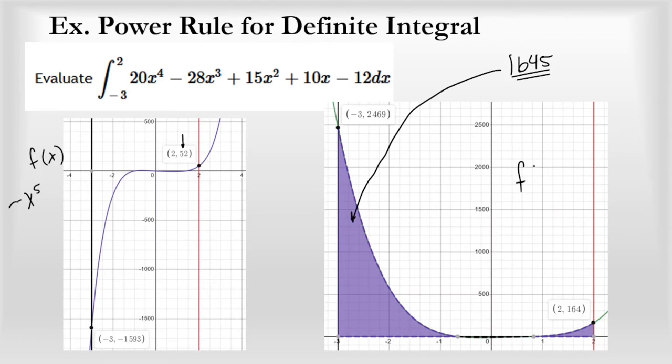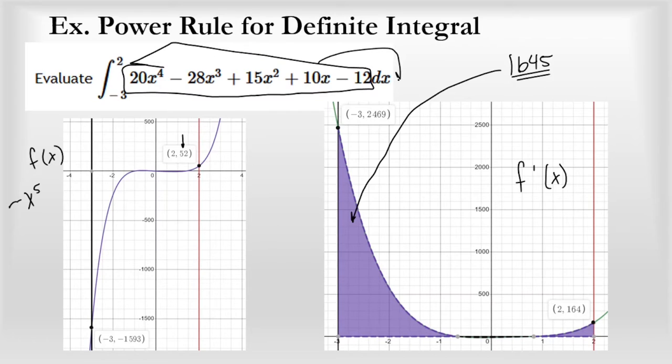This is a graph of the derivative. That's a graph of this thing here. What we're doing is finding the area between the derivative and the x-axis. So I highlighted it with purple area here.